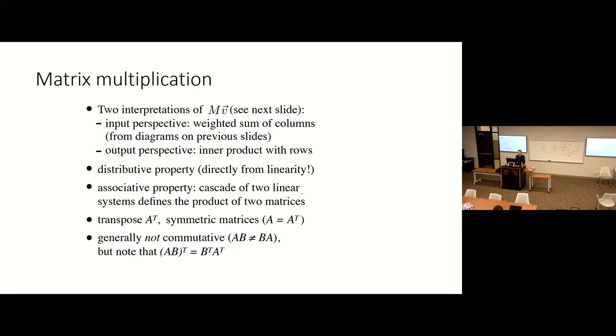Okay, so one matrix multiplied by another matrix. Just remember, in general, this is not commutative. You cannot say A multiplied by B is equal to B multiplied by A. This is not the case in general.